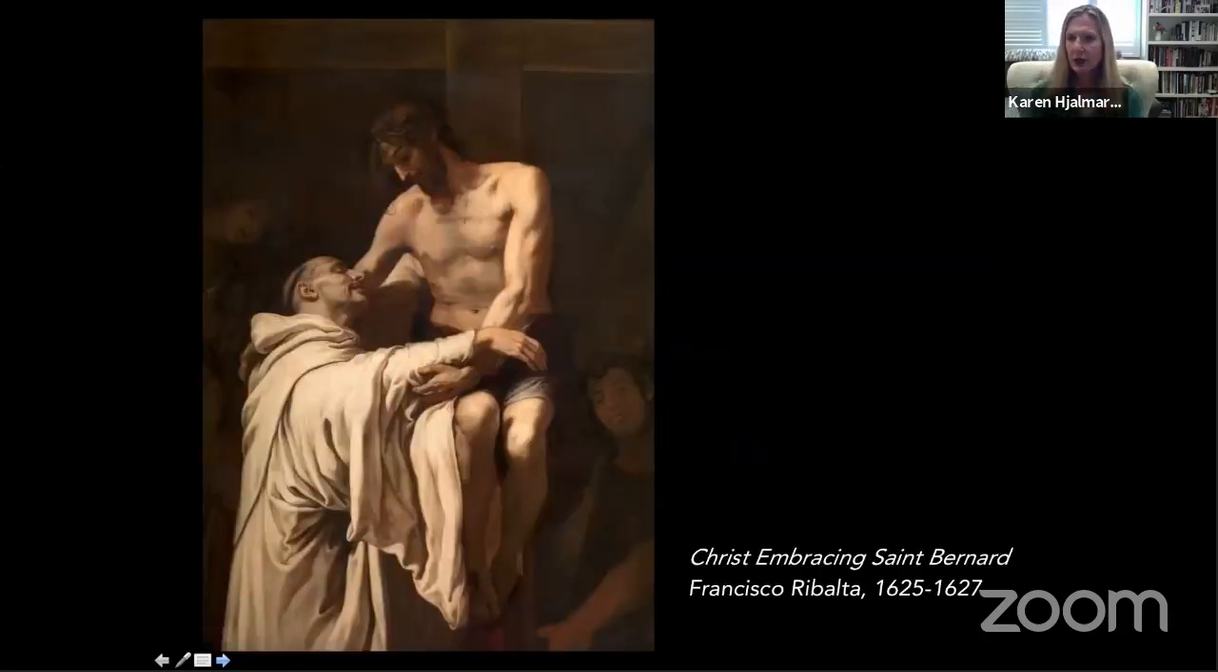And Ribalta, too, was one of the greatest figurative painters, as we could see earlier, one of the greatest figurative painters of the Spanish Baroque. And he's definitely influenced by Caravaggio. And we can see this intense light and perhaps more of a chiaroscuro than tenebrism here because we have so much white. And so who was Saint Bernard?